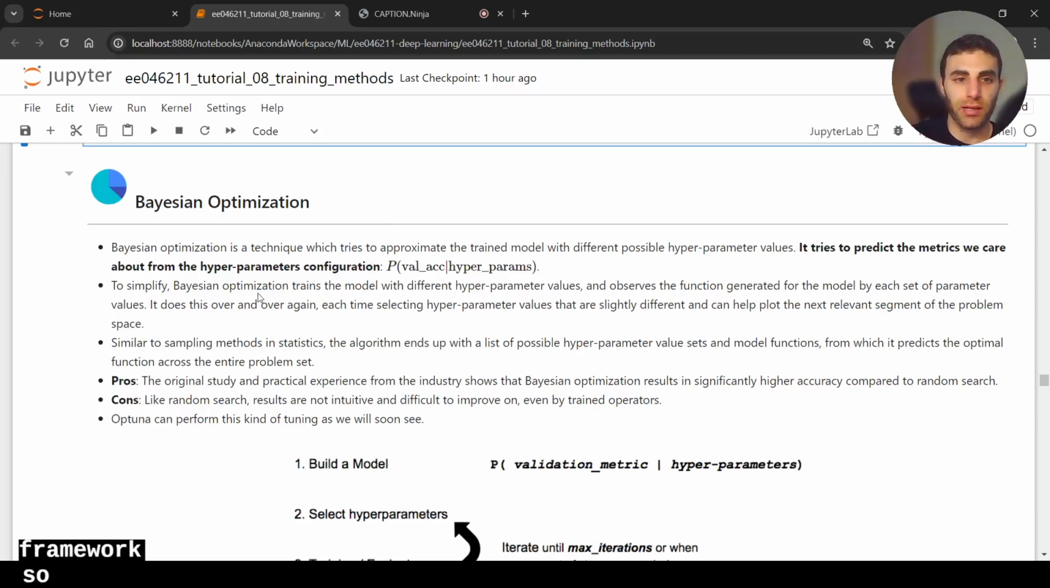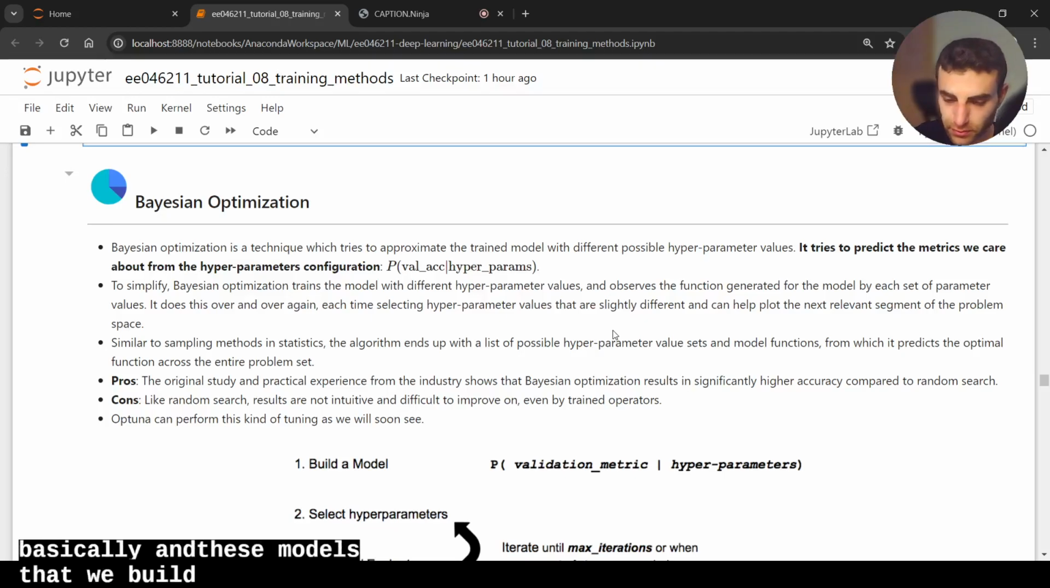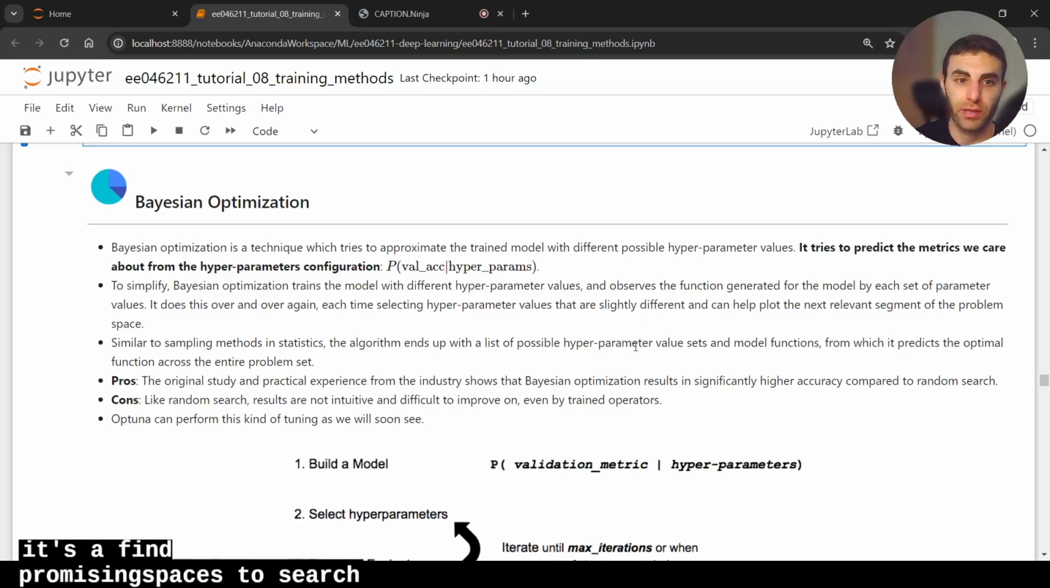So the idea is that it trains the model with different hyperparameter values, observes the functions generated for the model by each set of hyperparameter values, and we do this over and over again. Each time we select hyperparameters that are slightly different and can help plot the next relevant segment of the problem space. So basically, this model that we built helps us find promising spaces to search in.